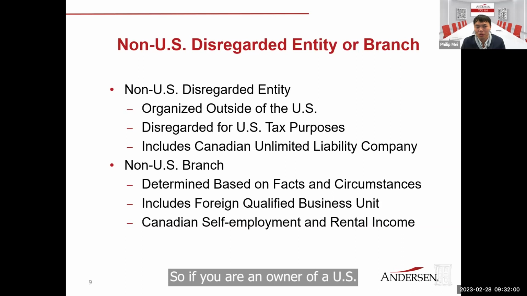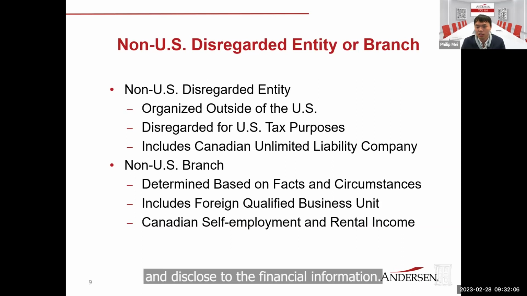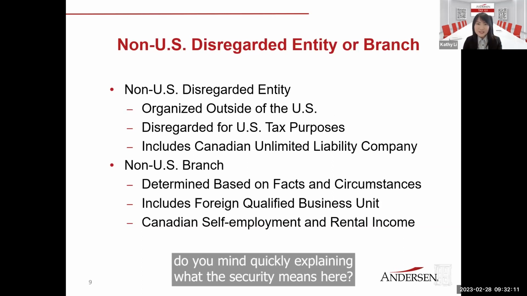So if you are an owner of a non-US disregarded entity and branch, then you have to file the Form 8858 and disclose the financial information. Well, before you go any further, do you mind quickly explaining what disregarded means here?